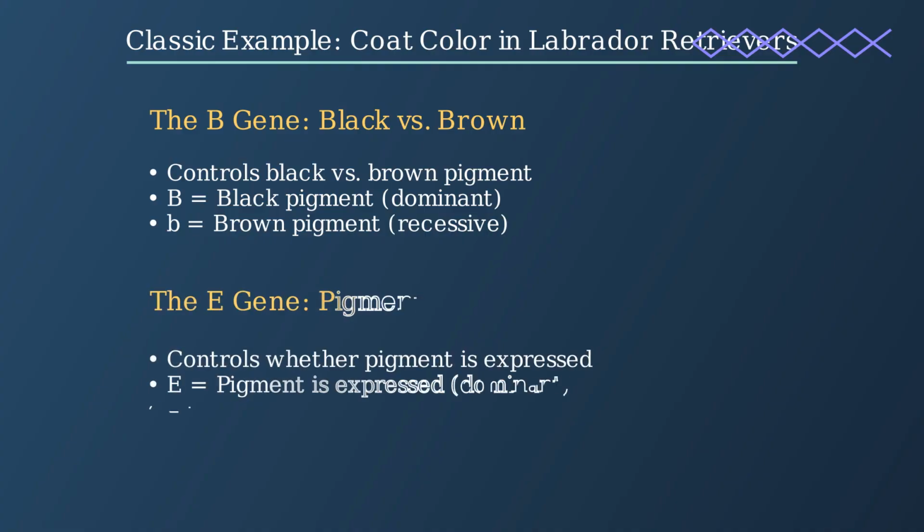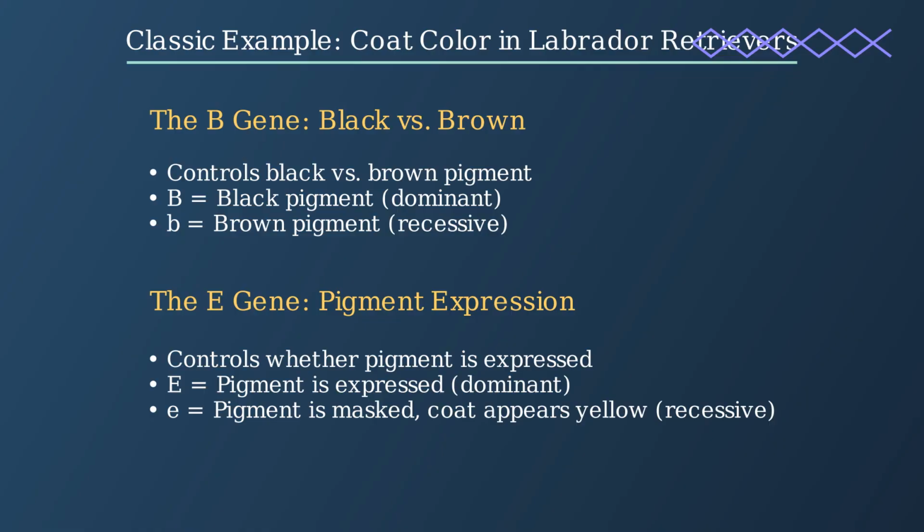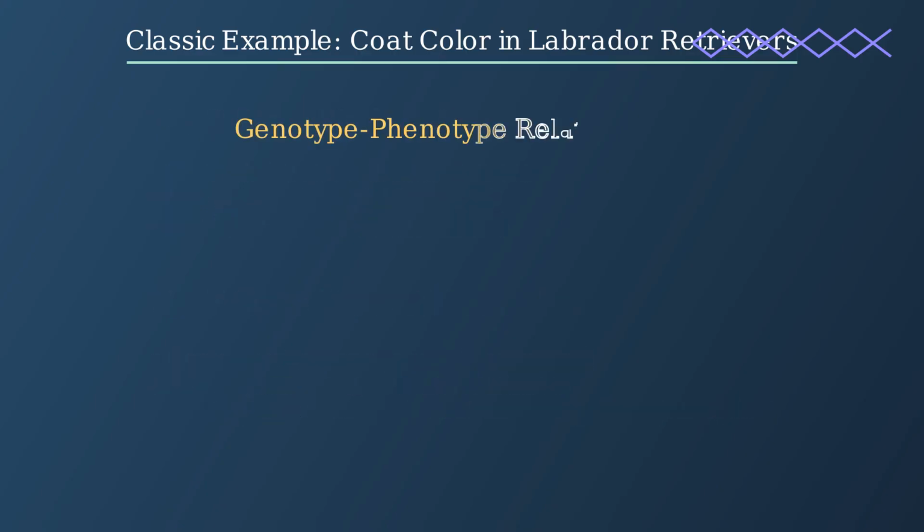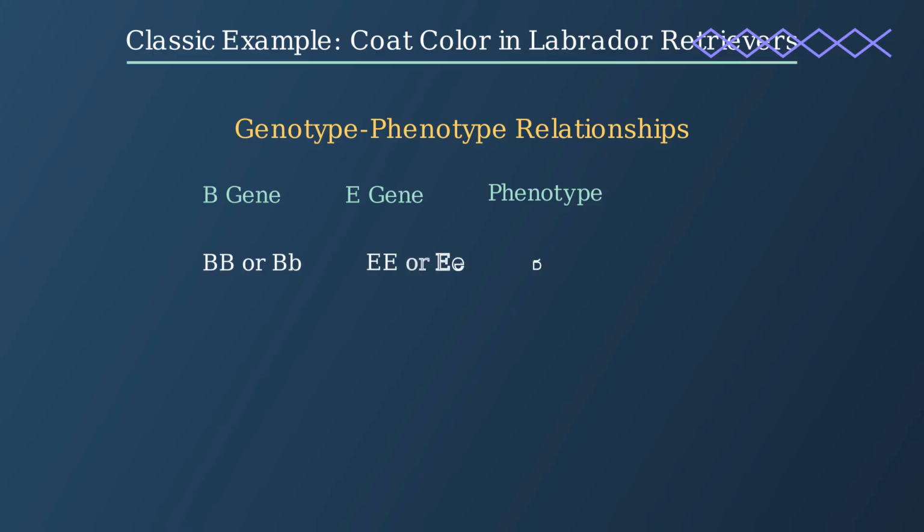The second gene is the E gene, which controls whether pigment is expressed at all. The dominant E allele allows pigment expression, while the recessive E allele prevents pigment expression, resulting in a yellow coat. When we combine these genes, we can understand how different genotypes produce the three coat colors. Dogs with at least one dominant B allele and at least one dominant E allele will have black coats.